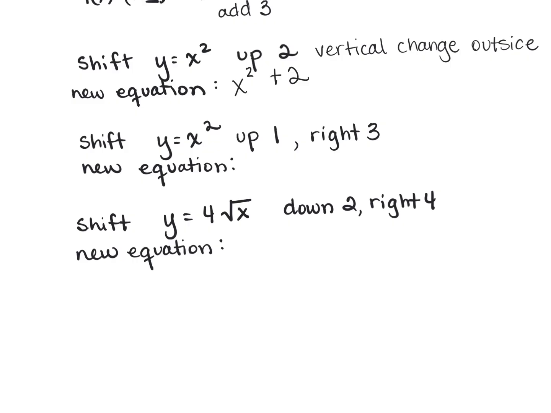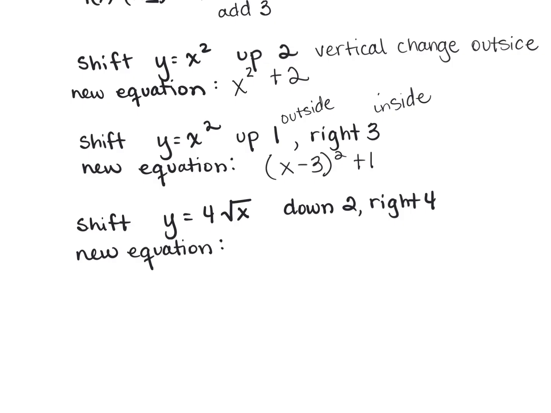So that would be my new equation. All right, so I have a shift of up 1, right 3. So up 1 is outside, right 3 is inside. So then the new equation will have an inside right 3, so you subtract 3 and square it. And then if I want to go up 1, then I would add 1 to it.